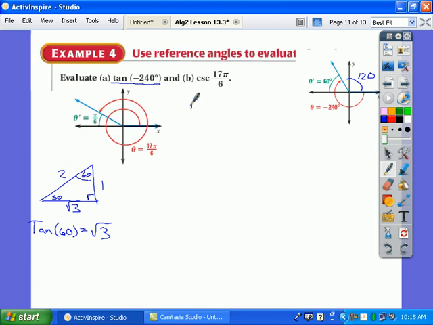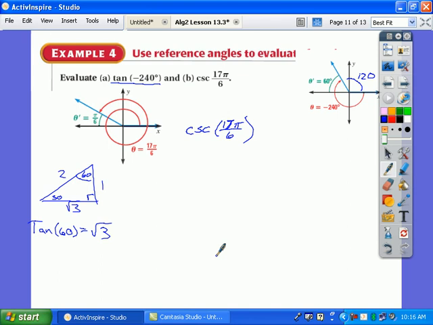Now, first of all, what is cosecant? Cosecant is a trig function that measures the ratio of the hypotenuse over the opposite side. Cosecant and sine go back and forth. They're together. They're the reciprocals of each other. Okay. Now, 17 pi over 6 is more than one revolution around a circle.